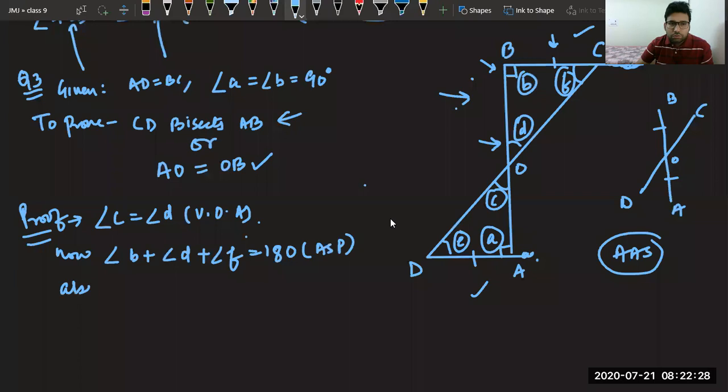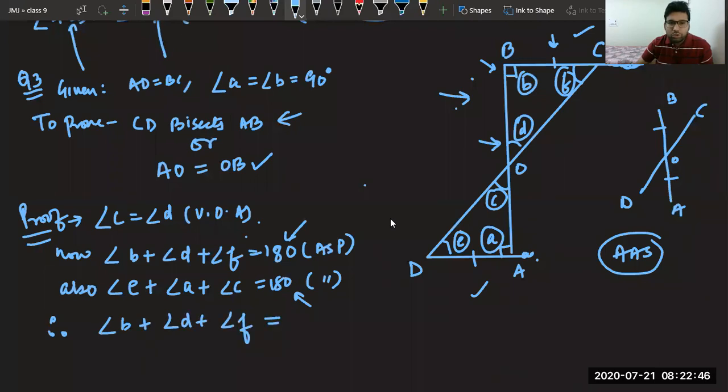Also, angle E plus angle A plus angle C equal to 180, again ASP. As the right side is equal, we can say angle B plus angle D plus angle F is equal to E plus A plus C. We have already proved A equal to B, cut them. C and D are equal, cut them. What is left? Angle F equal to angle E.